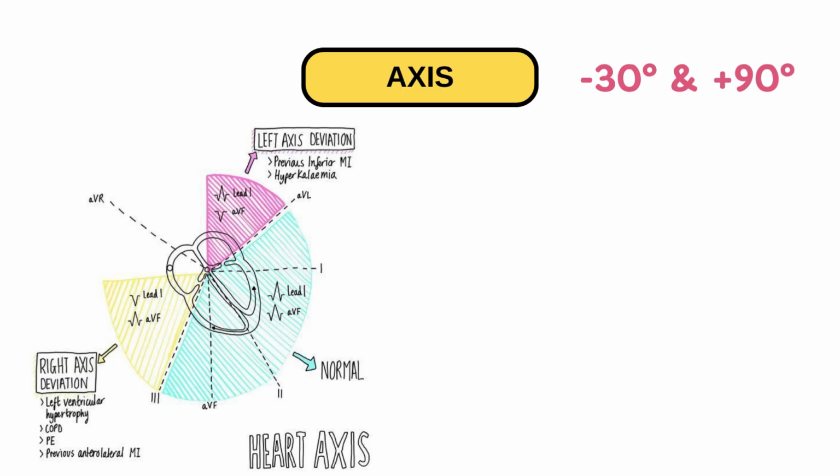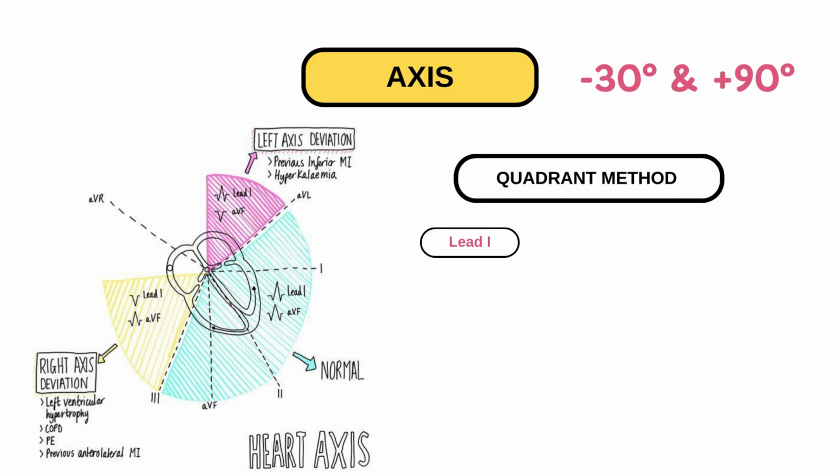The axis represents the overall direction of electrical activity in the heart, and normally it lies between negative 30 degrees and plus 90 degrees. It may be normal, deviated to the left, deviated to the right, or extremely deviated. A quick way to determine this is the quadrant method by looking at lead 1 and AVF.